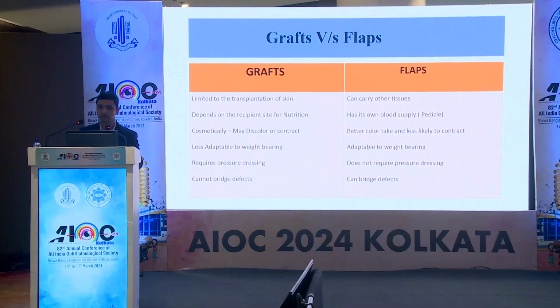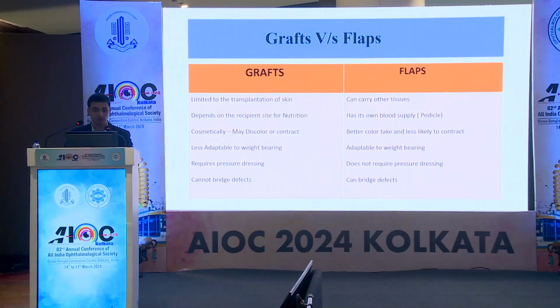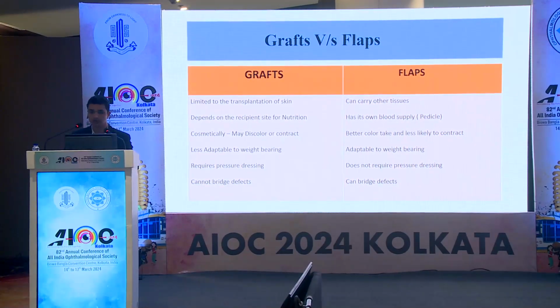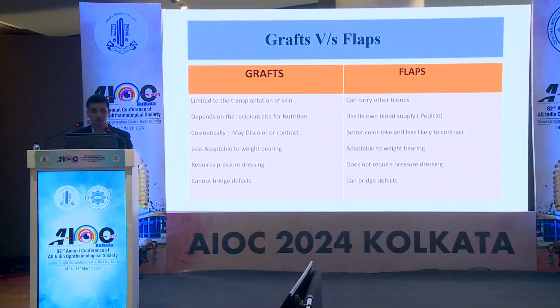So coming back to the basics, what is the difference between grafts and flaps? A graft is a tissue which is harvested from a donor site which does not have its own blood supply, and it depends on the recipient site for its blood supply. On the contrary, flaps are the tissue which are harvested and they carry the blood supply on their own. Important differentiating feature is cosmetically, grafts may discolor or contract, but flaps have a better color uptake and are less likely to contract.